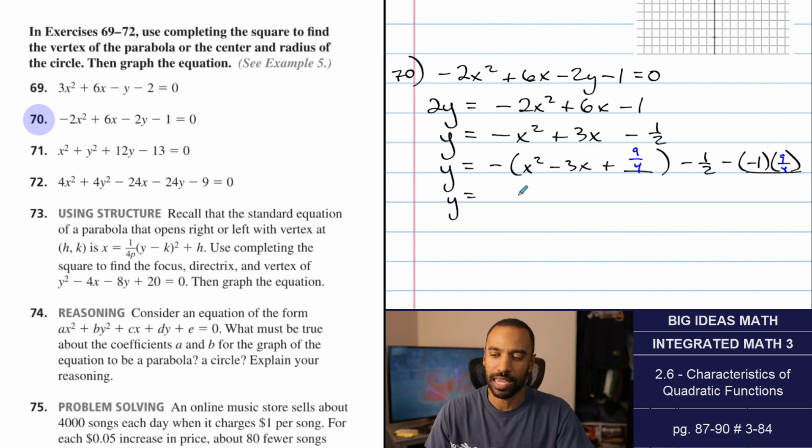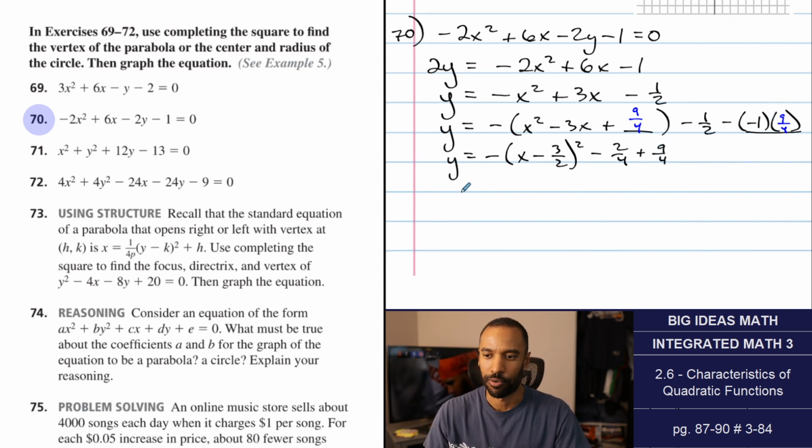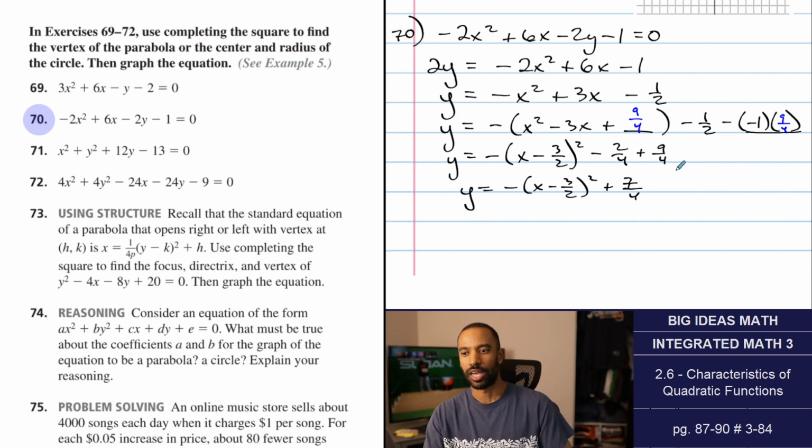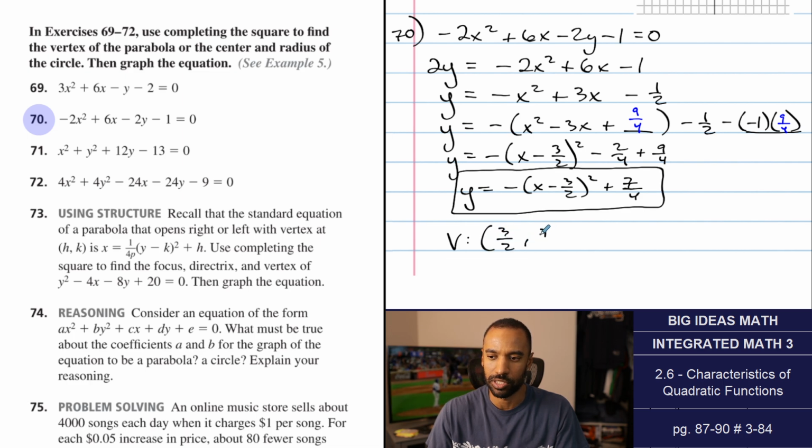So this is y equals, I have to graph this after. This is x minus 3 halves squared. If you know something on completing the square, that's the little trick. I need a common denominator, so I'm going to call this negative 2 fourths. And here I have to add 9 fourths, which is going to become 7 fourths. So y is negative x minus 3 halves squared plus 7 fourths. And see, dividing by 2 would have had to have been had later at this stage anyway. So there's the vertex form. Your vertex itself is at 3 halves, comma 7 fourths.